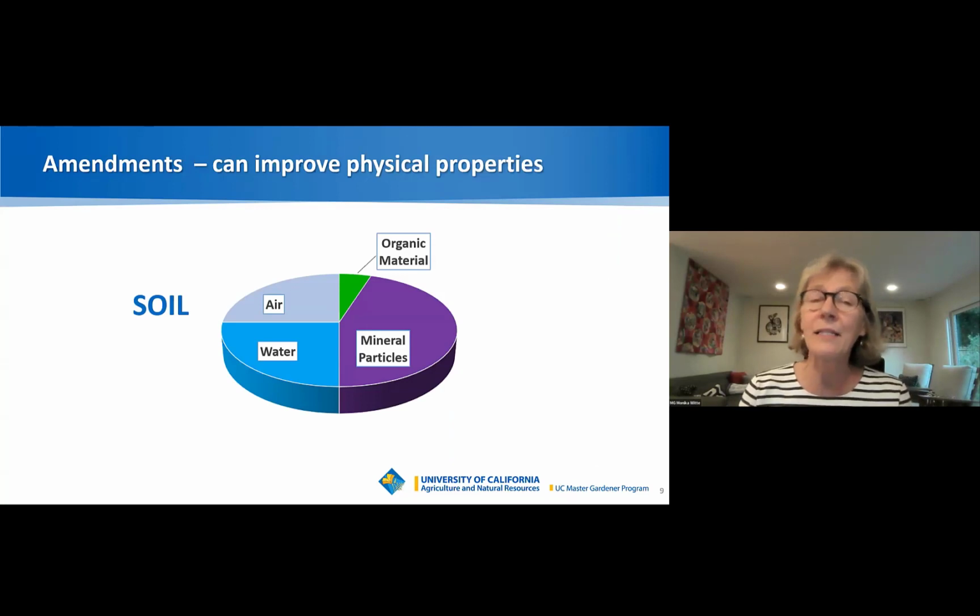You've probably seen this pie chart before also, perhaps many times. The volume of the soil can be thought of as being split between solid materials, which are mineral particles, the tiny pieces of rock that are in the soil, and the organic material. That's the solid material. And then pore space, which is filled with either air or water. The pore space is about half of the volume, and the solid material is the other half.